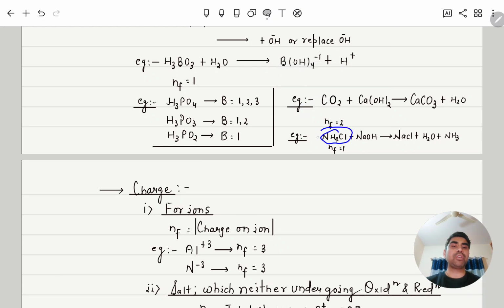Here, ammonium salts are also basic in nature. Due to its presence, how many OH are removed? 1. So its n factor per mole is 1.